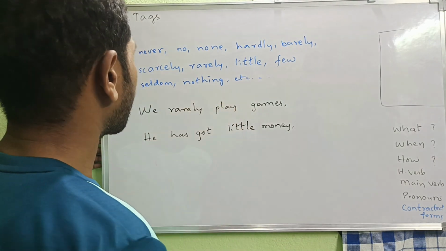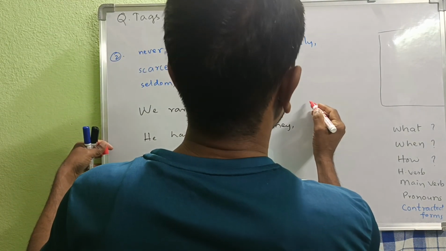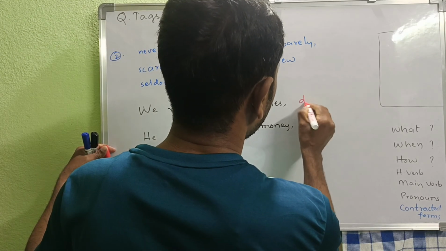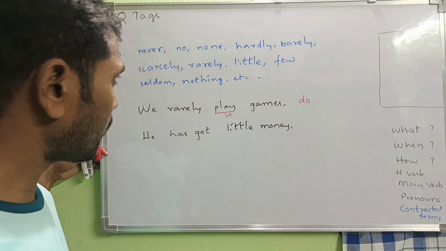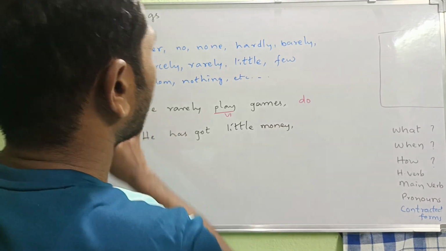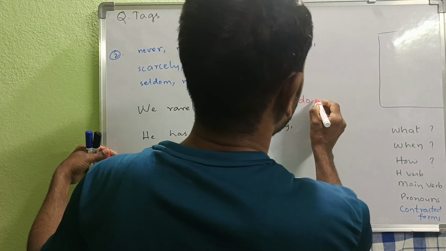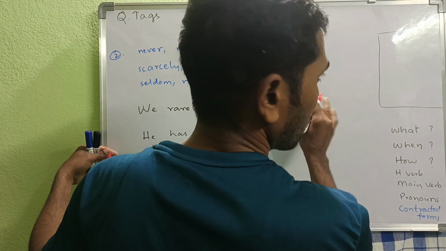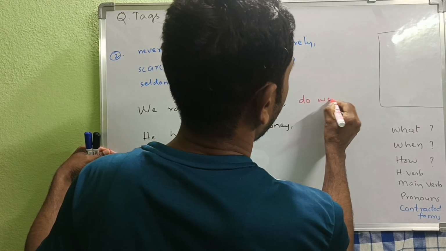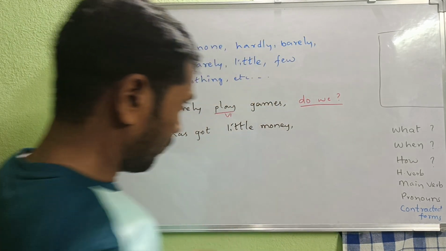So it gives a negative meaning, so what tag do we add? Play is a V1 here. That is why we need to write do. Do is a V1, as I said earlier. Next, do. The statement is already negative, so we should not add a negative apostrophe form. Next, we take the pronoun, we, and add the question mark.